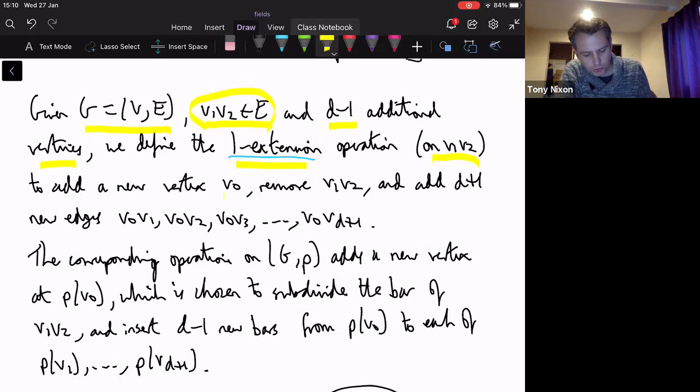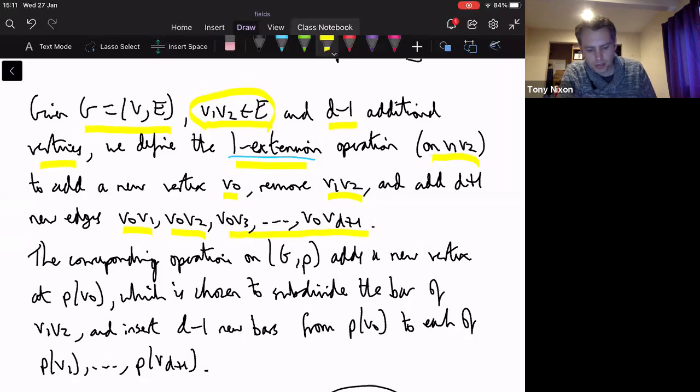So again, we add one new vertex and we call it V0. This time we remove the edge V1, V2. And now we want to add D plus 1 new edges. So V0 will be adjacent to the two endpoints of the edge we removed. So it's adjacent to V1 and V2, and it's adjacent to D minus 1 additional vertices, which I've just labeled as V3 up to VD plus 1.